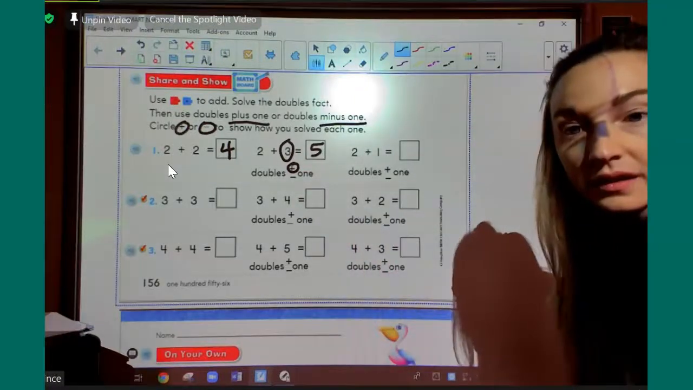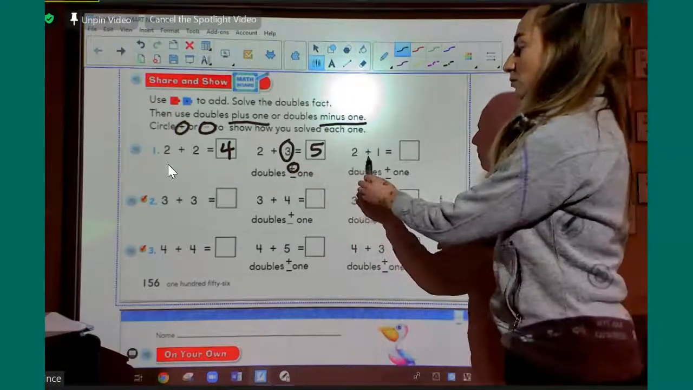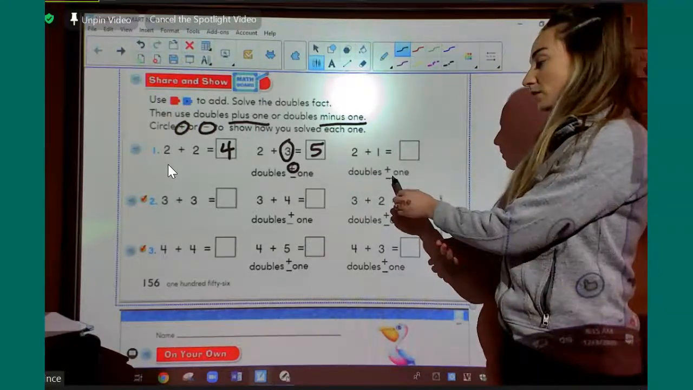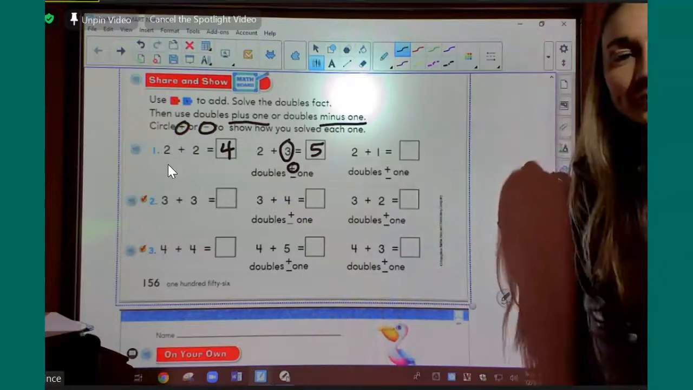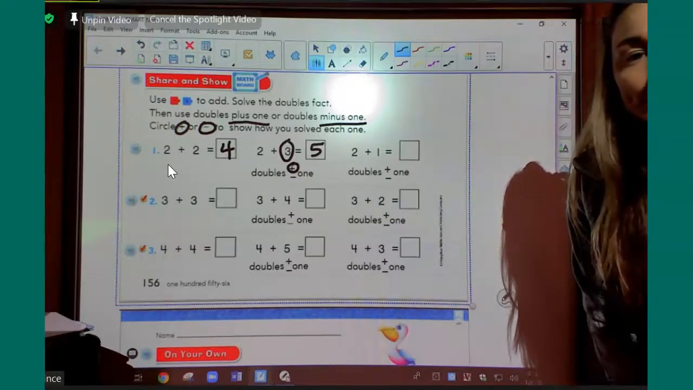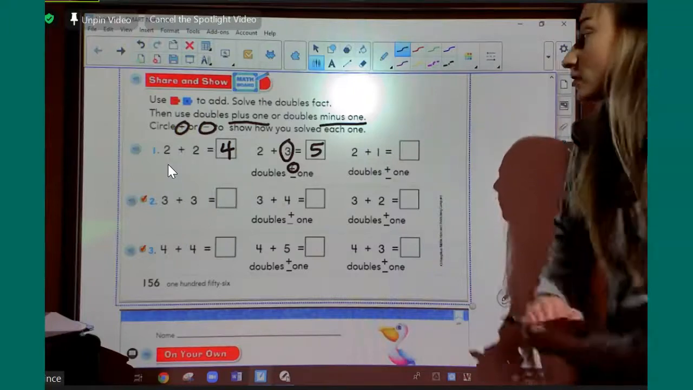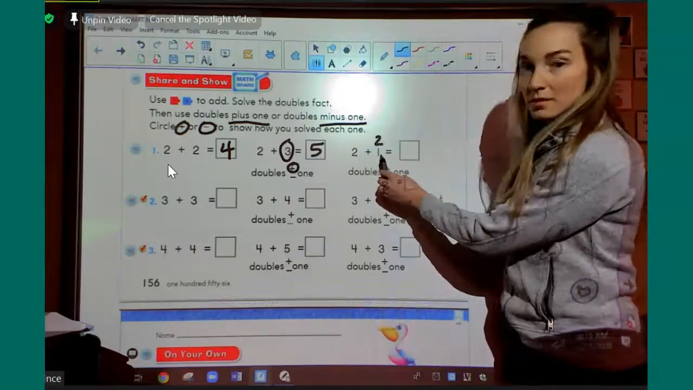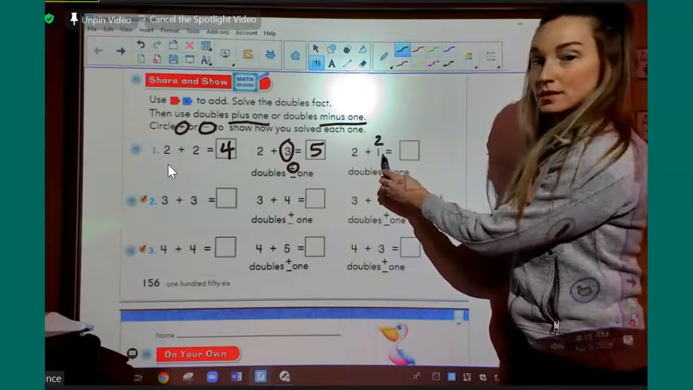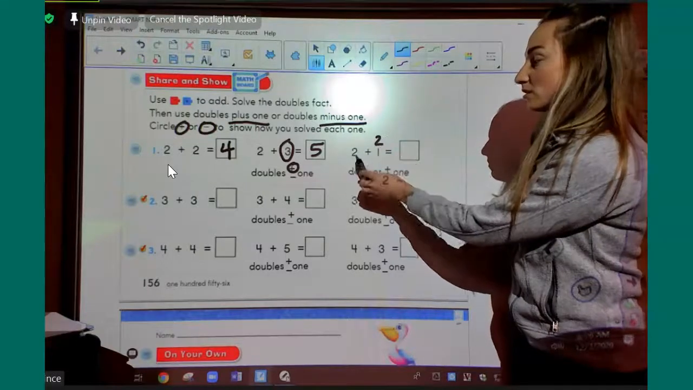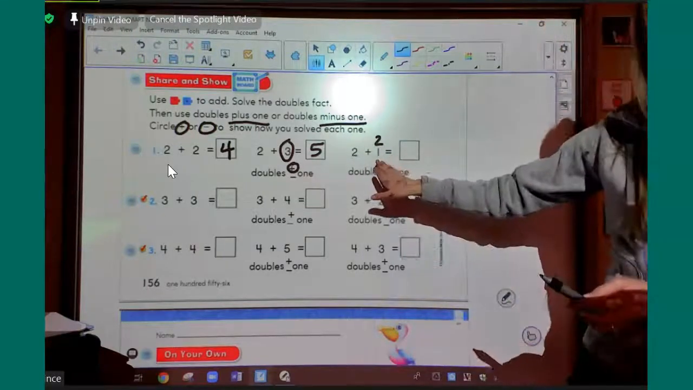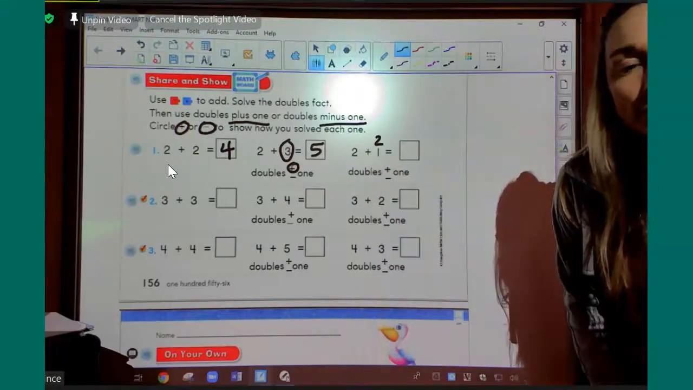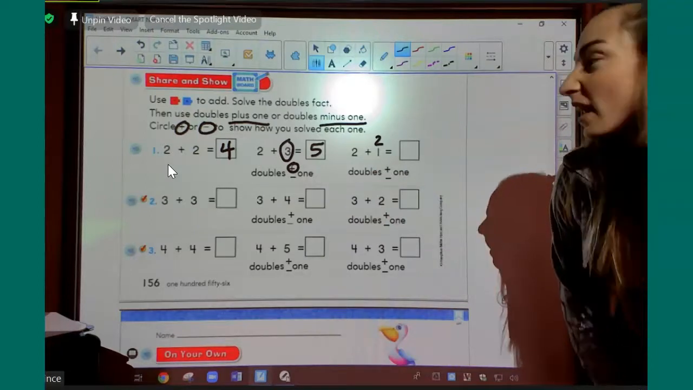All right, Liam, 2 plus 1. Is this a doubles plus 1 or a double minus 1? Plus. So look here, if it was a 2, we'd have a doubles, but it's a smaller number. So instead of it being 2 plus 2, it's 2 plus 1. So did we get rid of a number or did we add 1? We added. Get rid of.